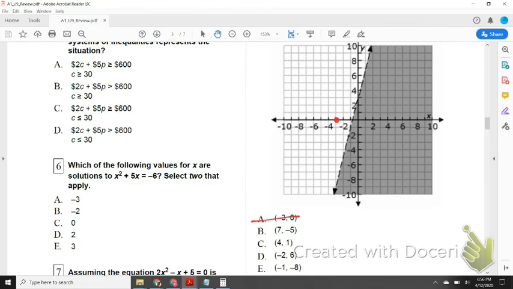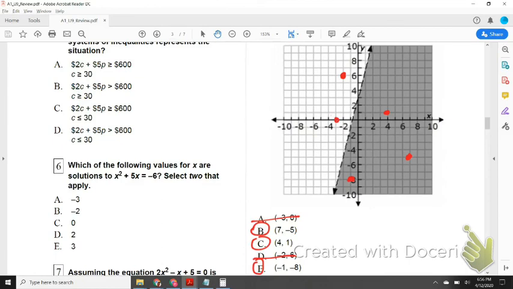7 comma negative 5 is about right there. Okay, that's good. 4 comma 1 right there. That's good. Negative 2 comma 6. Oops, negative 2 comma 6 is right there. That is not good. And then negative 1 comma negative 8 right there. That's good. You know it's good when it's in the shaded region.